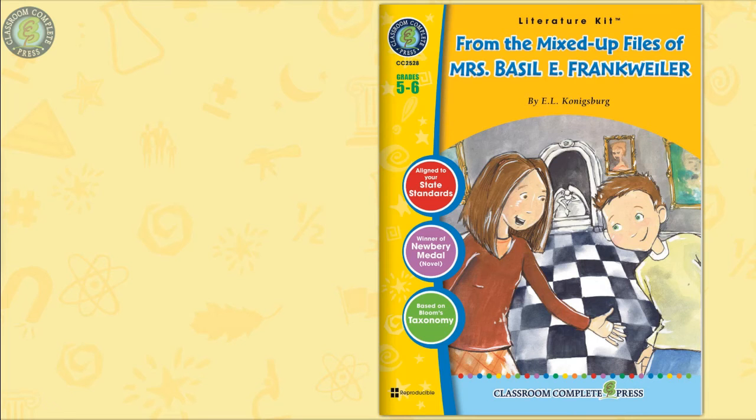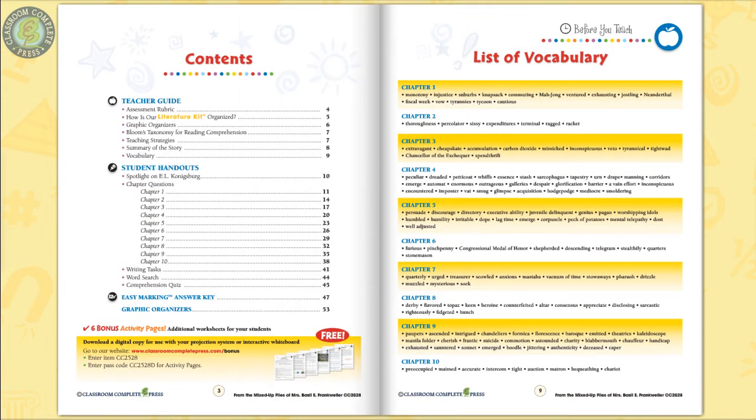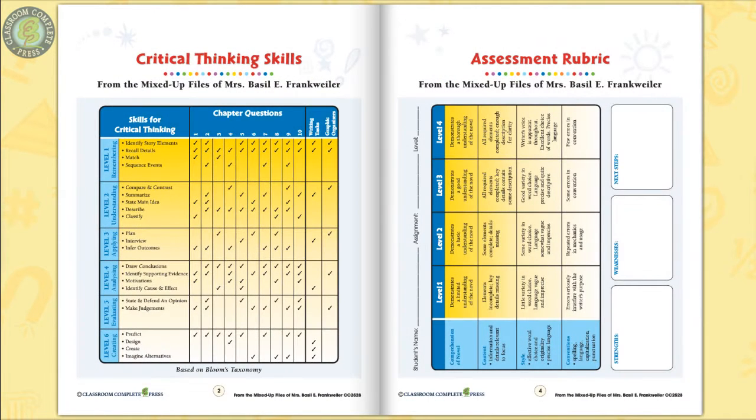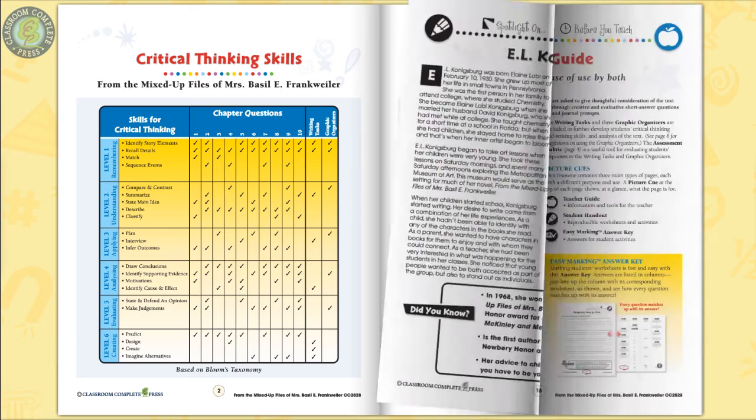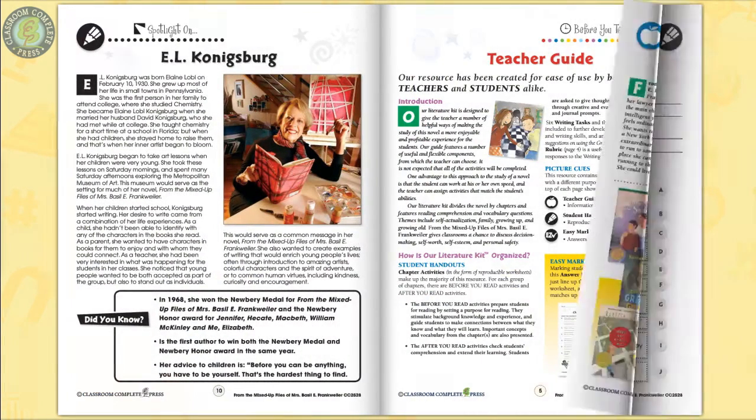This literature kit on From the Mixed-Up Files of Mrs. Basil E. Frankweiler by E. L. Konigsberg enhances instruction and allows for much deeper conversations to keep students engaged. 55 pages chock full of before-you-read worksheets for each chapter section, along with vocabulary prompts to prepare your students for the reading, with rubrics, teacher guide, and author biography.